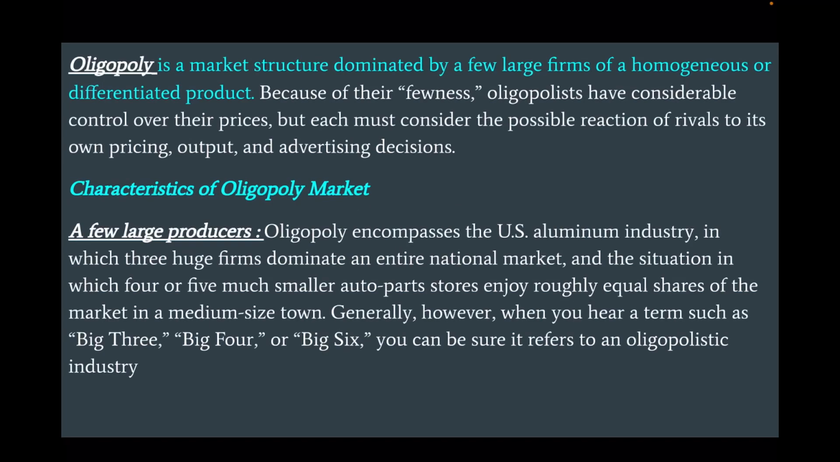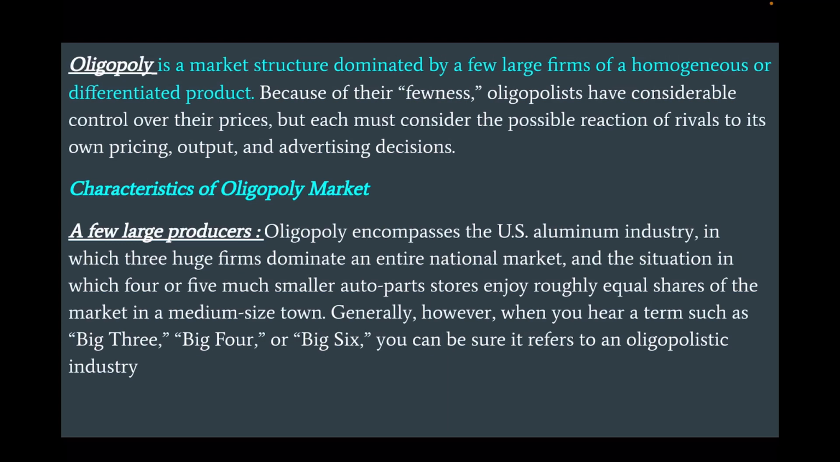Oligopoly is a market structure dominated by a few large firms producing a homogeneous or differentiated product. Because of their fewness, oligopolists have considerable control over their prices, but each must consider the possible reaction of rivals to its own pricing, output, and advertising decisions.